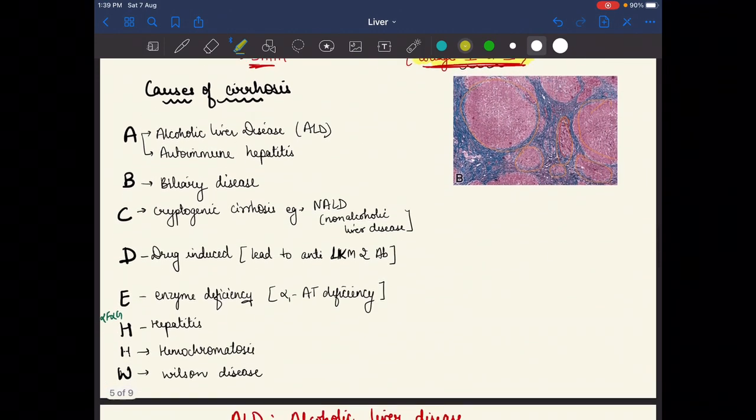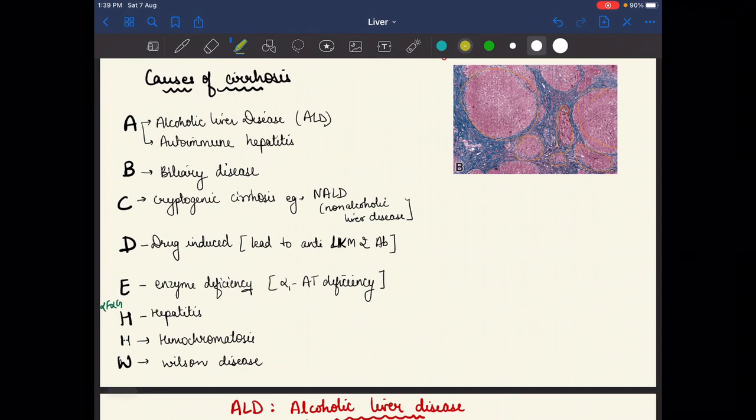Now what are the causes of cirrhosis? For this we have one mnemonic, that is ABCDE, forget about F and G, and then HIW. A stands for alcoholic liver disease, and A for autoimmune hepatitis, B for biliary disease, C for cryptogenic cirrhosis, for example non-alcoholic liver disease. So the causes of cirrhosis include both alcoholic as well as non-alcoholic liver disease. D for drug induced, which leads to anti-LKM2 antibody, and E for enzyme deficiency, that is alpha-1 antitrypsin deficiency. H stands for hemochromatosis, and W for Wilson disease. So these were the causes of cirrhosis.